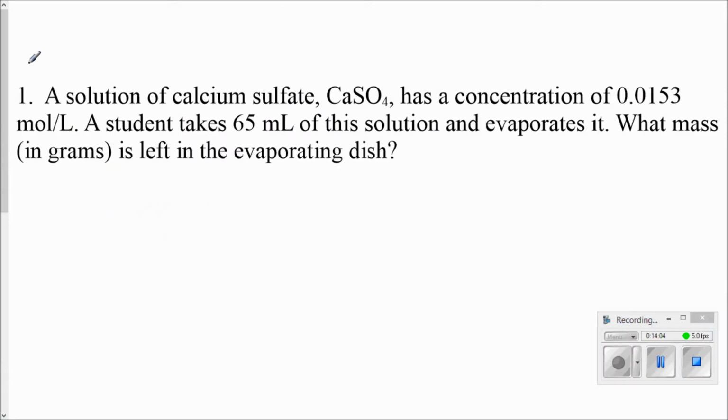Okay, I'm going to leave you with this question, and I'd like you to try and answer this for me tomorrow. So it's an extension question of what we've been doing, and I'm going to walk you through how to set it up, and you should be able to solve it. You have a solution of calcium sulfate. It has a concentration, which is a molar concentration. So we have c equals 0.0153 moles per liter, capital M, or moles per liter. A student takes 65 milliliters of the solution and evaporates it. What mass in grams is left in the evaporating dish?